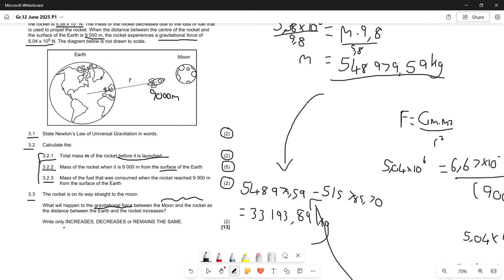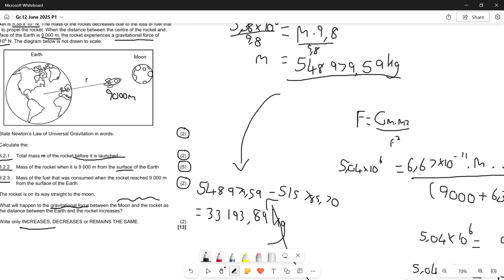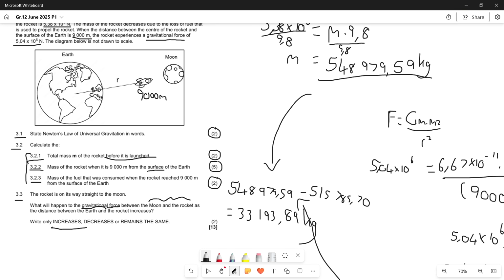So our answer is increases, and that is because the further it moves away from Earth, the less gravitational force the Earth applies on the rocket, due to the fact that the radius is bigger. We are dividing by a bigger number, therefore the force is smaller. According to our law, they are inversely proportional.